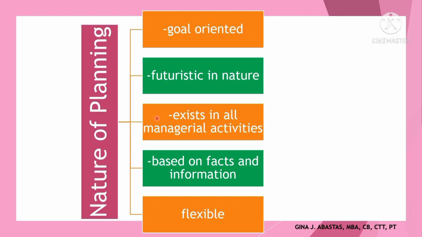So the nature of planning can be highlighted as follows. Planning is goal oriented. A manager cannot do planning unless the goal is specified. Then, planning is futuristic in nature, so it means looking ahead. And planning exists in all managerial activities, so it is a primary function of managers at all levels. Planning is not guesswork, it is based on facts and information. And of course, planning is flexible, so it is a dynamic process capable of adjustments by the need and requirement of the situation.